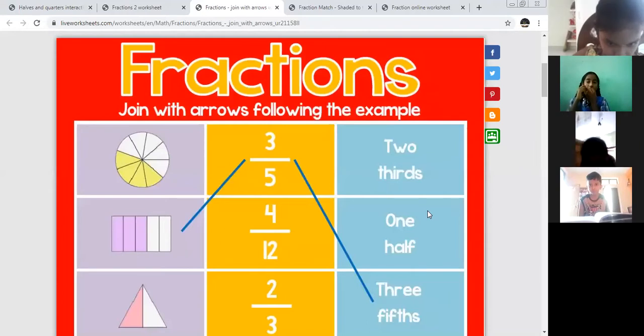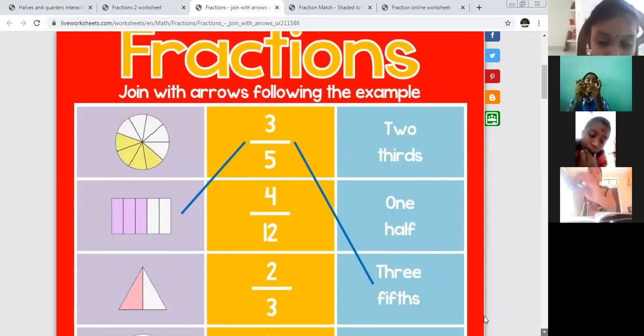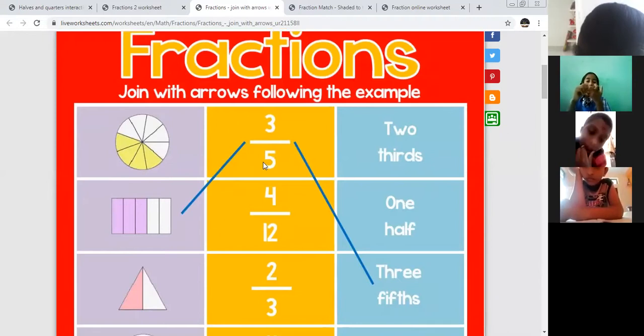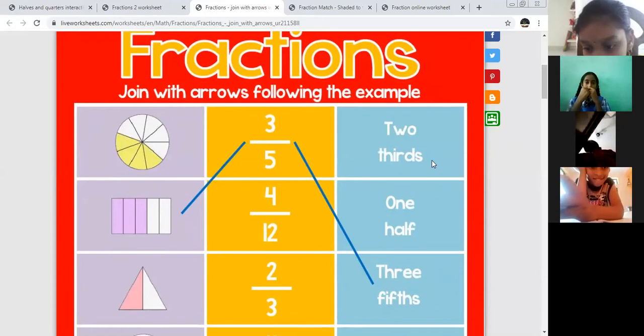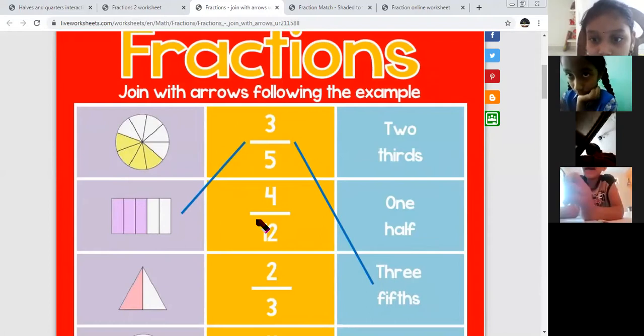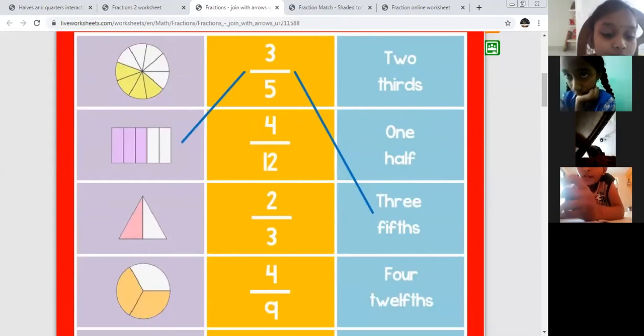Join with arrows following the example. Here, one example is given for us. Observe the example first. The first one is 3 by 5. In total, 5 parts, and 3 parts are colored. So we can write it as 3 by 5, and that is read as 3/5. Okay. Now the next one. Aniket? Here you have 4 by 12. Match 4 by 12 with arrows.